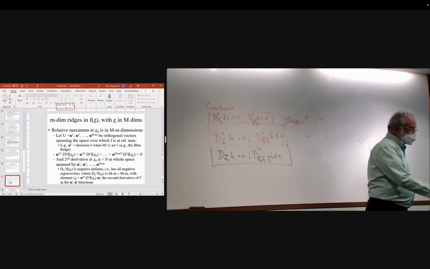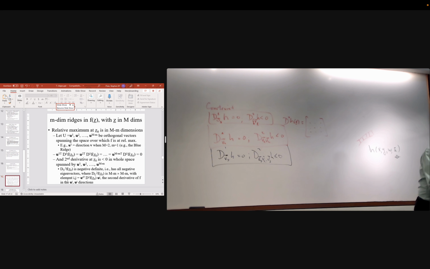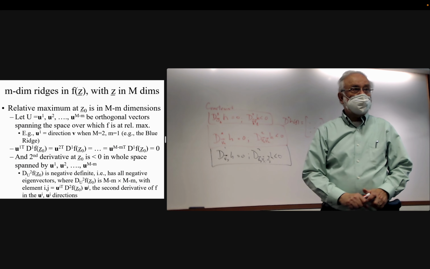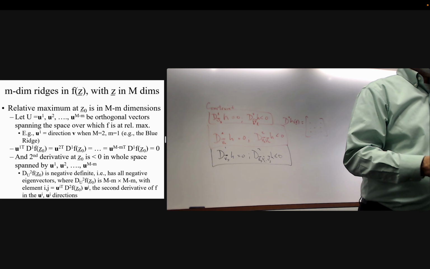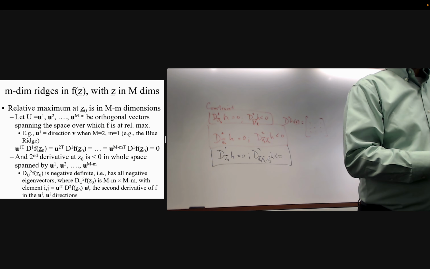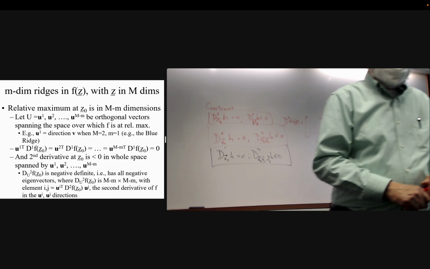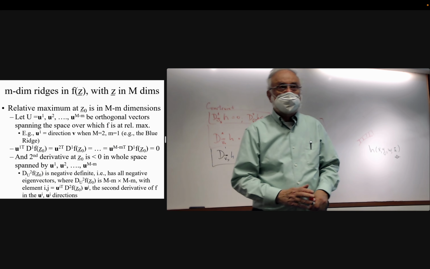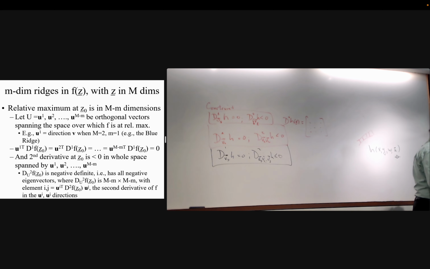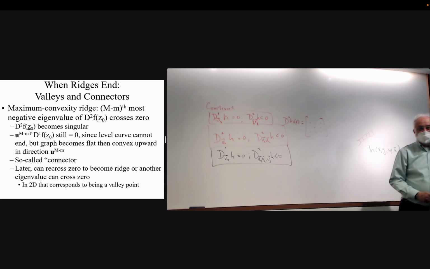This slide is basically saying what I just said. You need to figure out what big M is, what little m is. You need that many constraints, and you need that many eigenvalues to be negative. Okay.